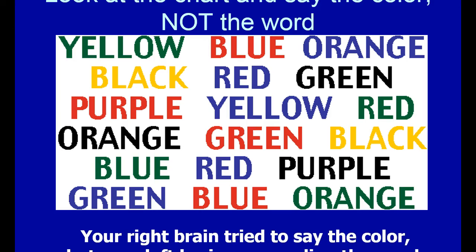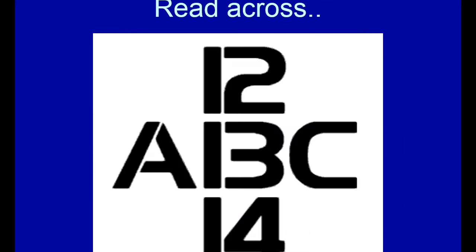So your right brain tries to say the color, but our left brain is actually reading the word. So we have to see sometimes which is more dominant for us, our left brain or our right brain. So if you read across, you should see A, B, C.